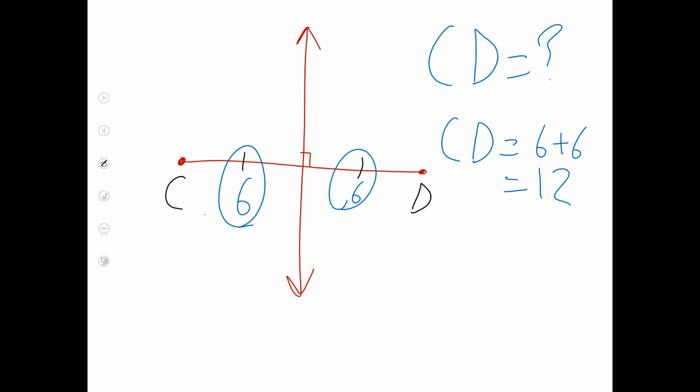So the perpendicular bisector is just a nice, easy way for us to be able to play around with halves. We know what this half is, we can find this half. If we know what one of the halves is, we can find the whole thing.